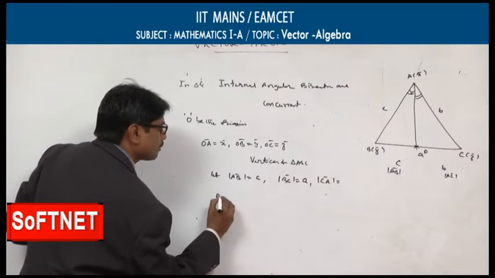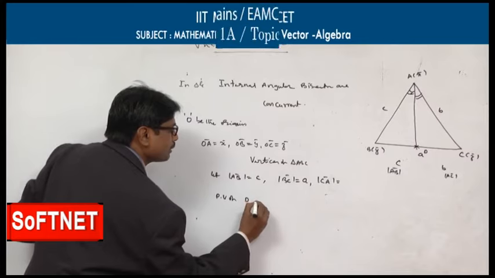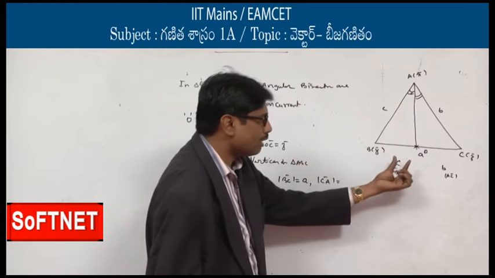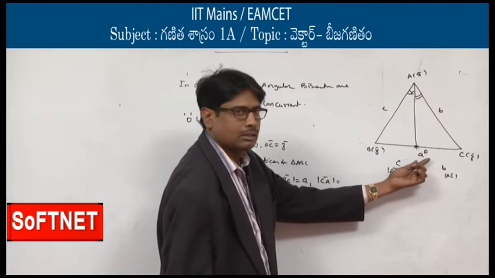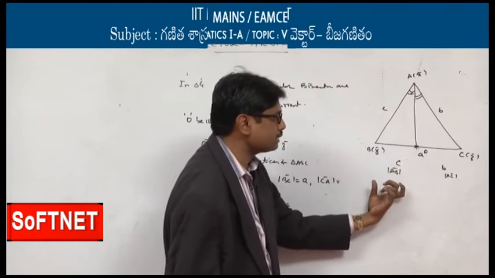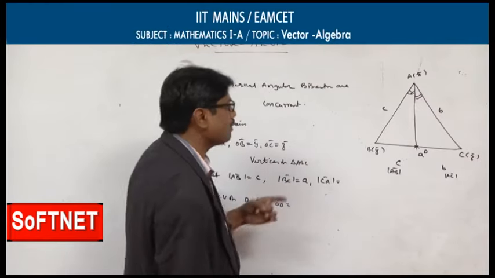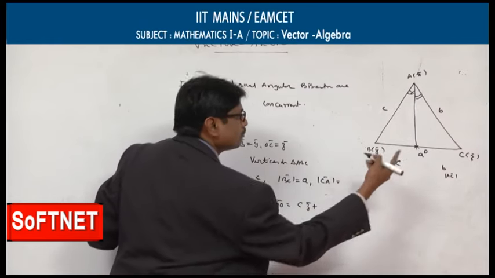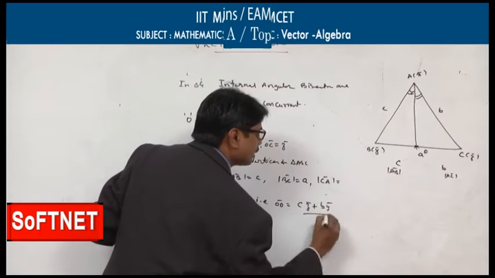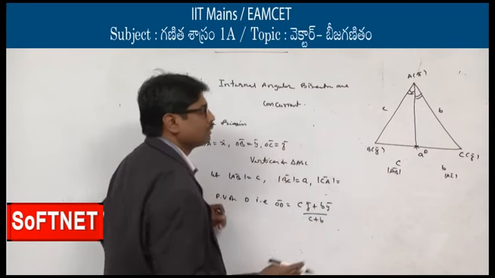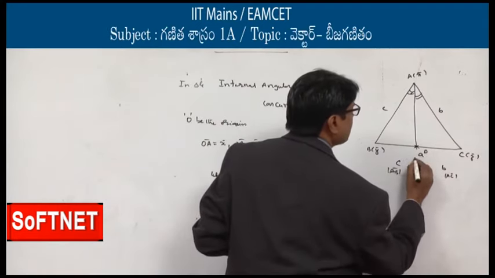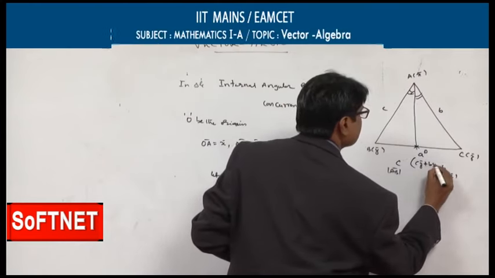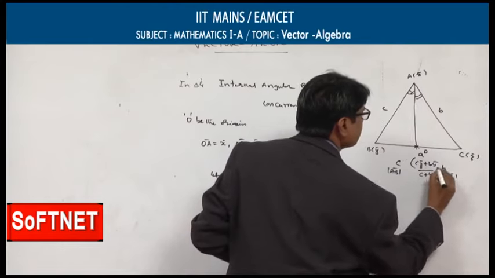So the position vector of D, that is OD bar, we concluded, in the geometrical concept we learned, that D divides BC in the ratio of C is to B. So OD bar will be equal to C times Z bar plus B times Y bar divided by C plus B.